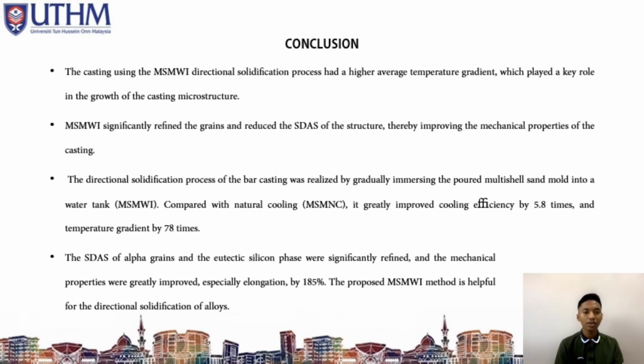Compared to natural cooling, it greatly improved cooling efficiency by 5.8 times and temperature gradient by 70 times. The SDAS of alpha grains and the eutectic silicon phase was significantly refined and the mechanical properties were greatly improved, especially elongation by 185%. The proposed MSMWI method is helpful for the directional solidification of alloy.